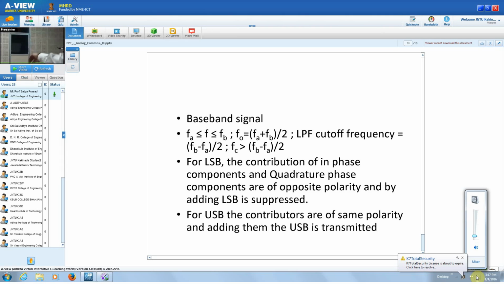So once you generate the SSB signal, what next you want after transmitting, you have to demodulate or recover.